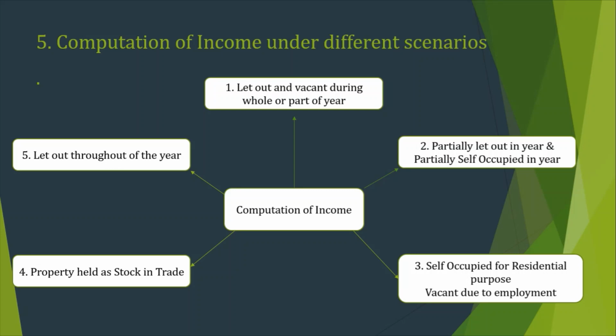hired on rent. Third, self-occupied for residential purpose, or the self-occupied property is vacated due to employment at another place outside the place where he has an actual house. Okay. Fourth condition, when house property is held as stock in trade, mostly in the case of builders or persons who deal in house property. Okay. Then fifth condition, if the house property is let out throughout the year, it is not self-occupied by him. So these are the 5 conditions we will discuss in detail.